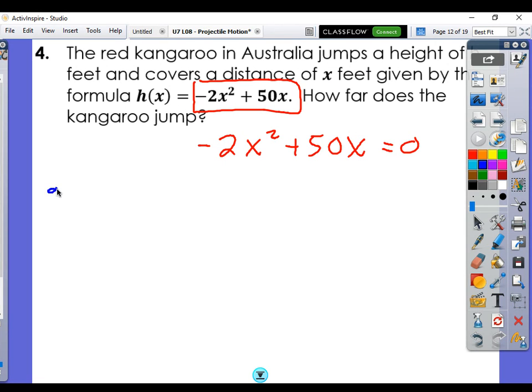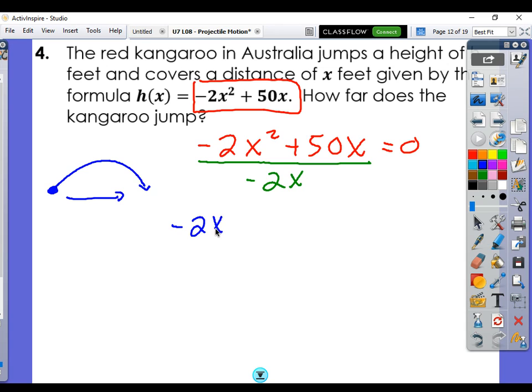So if you think about it, here's our kangaroo. A kangaroo jumps, and we're trying to figure out how far the kangaroo jumped on a horizontal distance. So it's still set equal to 0, but you'll have a GCF here. And you notice your GCF is -2, but it's not just -2. It's actually -2x in this case. When you only have 2 terms and they both have an x in it, you've got to divide that -2x out. So -2x is a GCF.